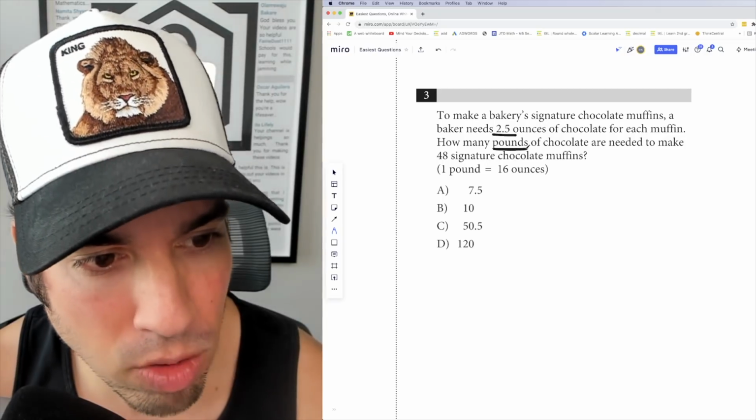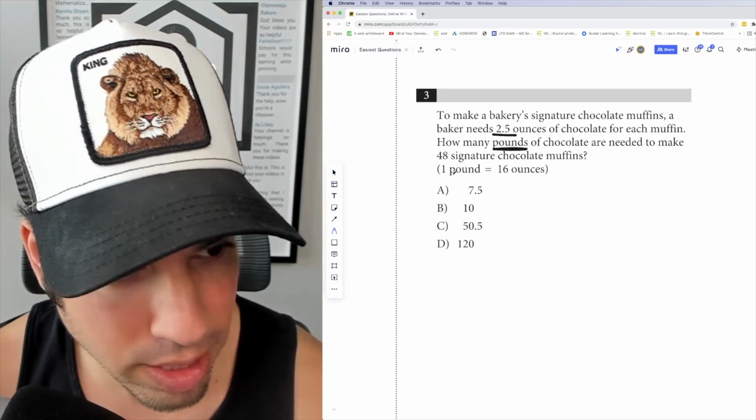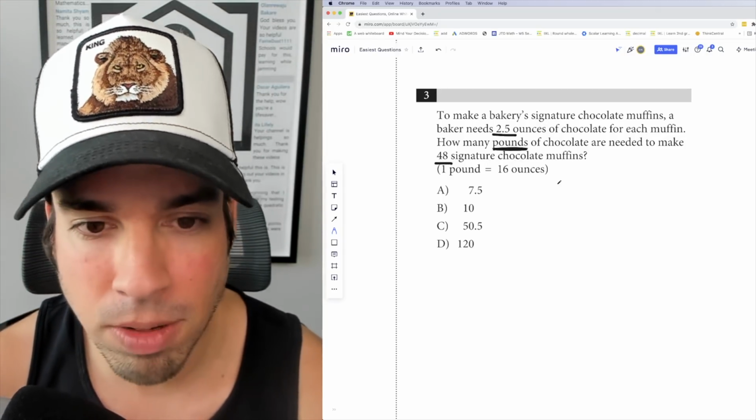To make a bakery's signature chocolate muffins, a baker needs 2.5 ounces of chocolate for each muffin. How many pounds, notice how they underline it for you, of chocolate are needed to make 48 signature chocolate muffins?